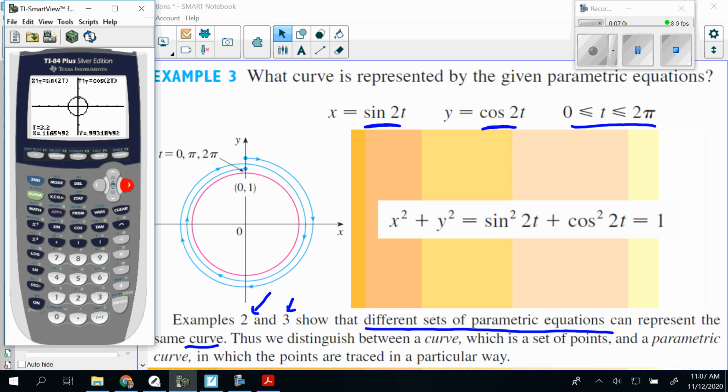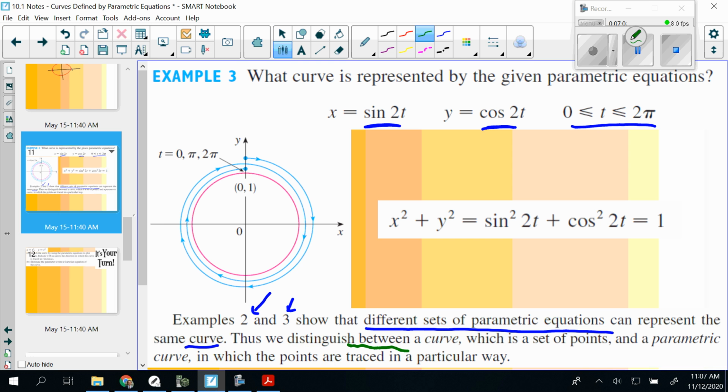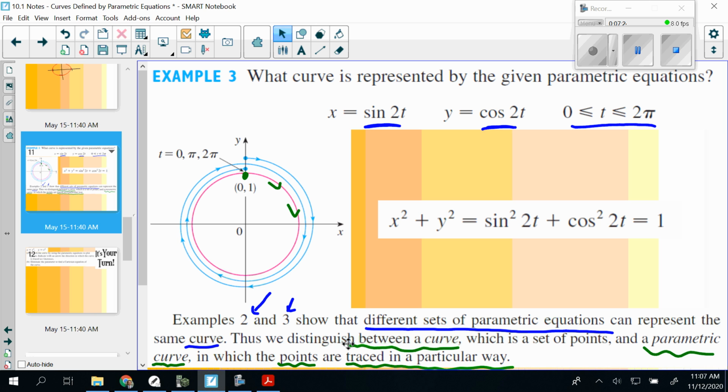So there are differences among these graphs. That's why in parametric we distinguish between a curve, which is a set of points, and a parametric curve, which has points but is also traced in a particular way. Although they trace out the same unit circle, this one has a different initial point. It also travels in a different direction, and it travels more than one time around that circle in the same range of our parameter. So you can get the same curve, but you will always have a particular parametrization.